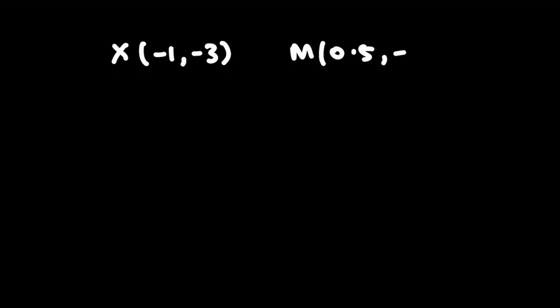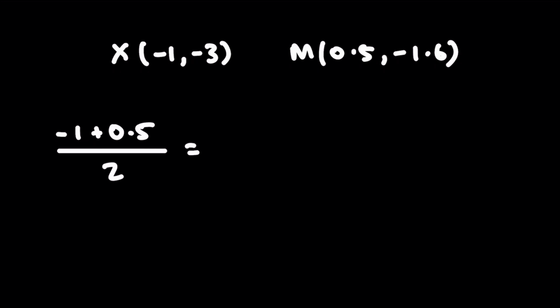Let's have a look at one more example. We're going to have a look at the example between x being -1, -3 and m being 0.5, -1.6. Again, we're going to just find the averages between the x values and the averages between the y values. So if I were to add the two x values and divide it by 2, I would get the averages. So this is the same as -0.5 divided by 2, which is the same as -1/4.